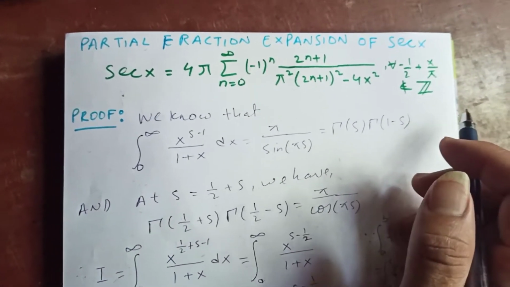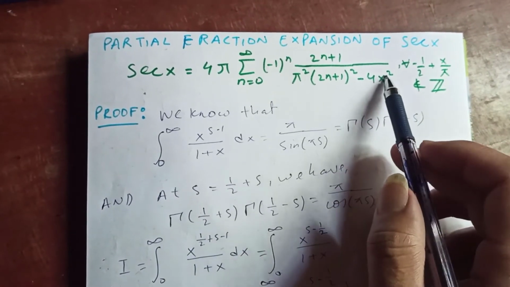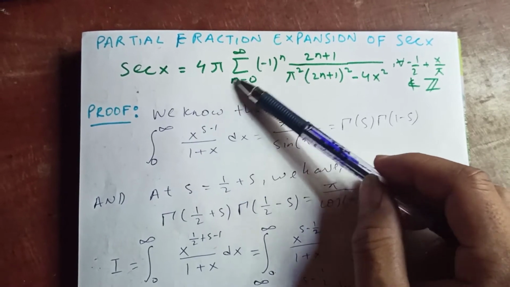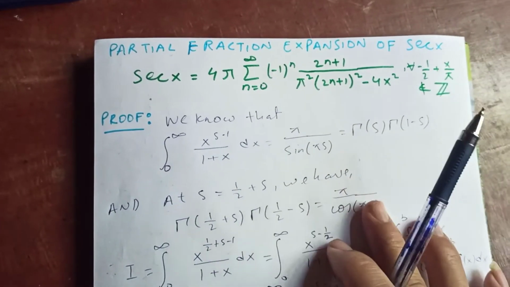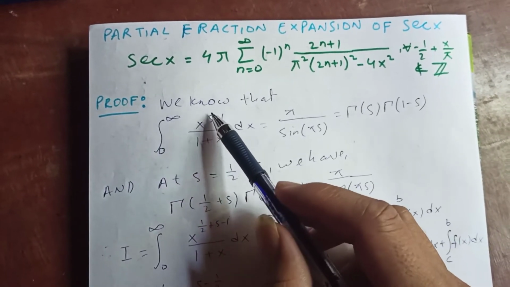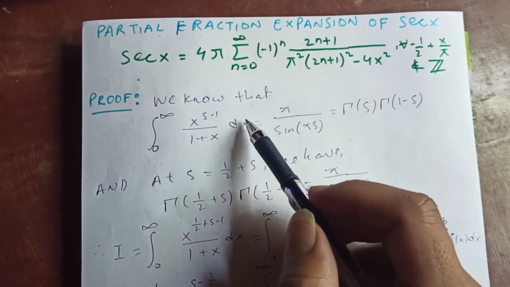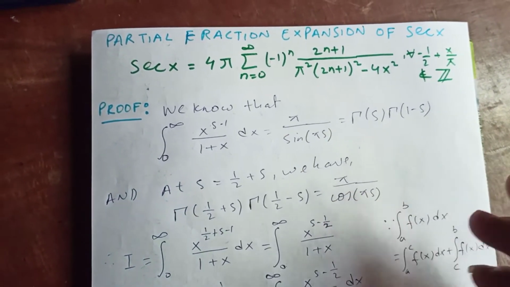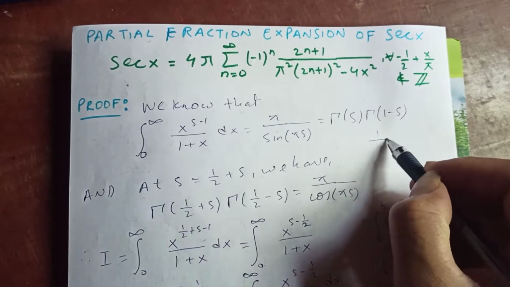Now we are going to use integration again to prove this expansion of secant x. So we know from the previous integral that the integral from 0 to infinity of x^(s-1) over 1 plus x dx is nothing but π over sin πs, which is Γ(s) Γ(1-s).